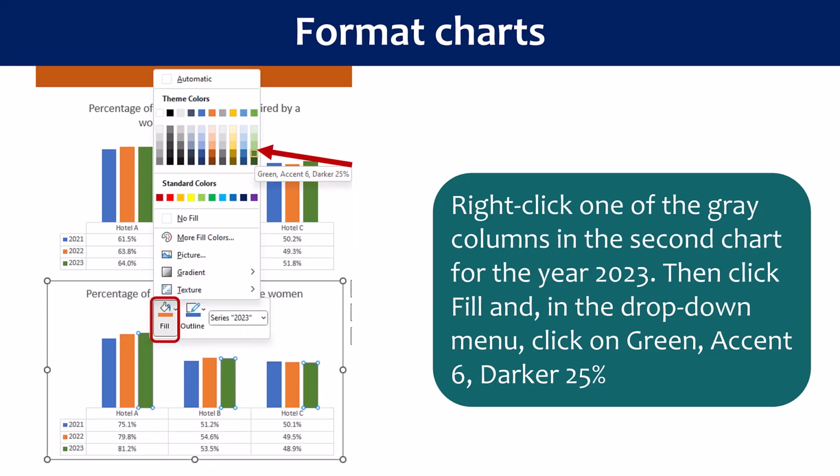Right-click one of the gray columns in the second chart for the year 2023. Then click Fill, and in the drop-down menu, click on Green, Accent 6, Darker 25%.